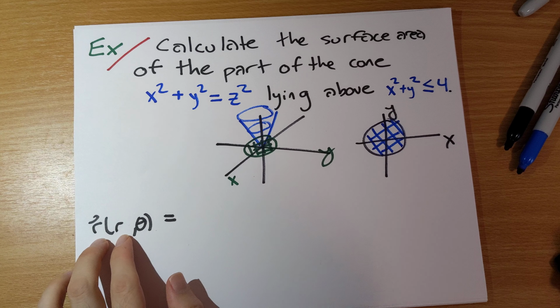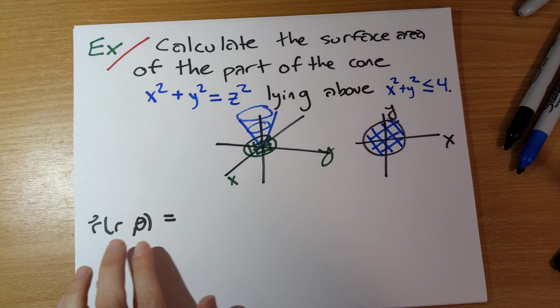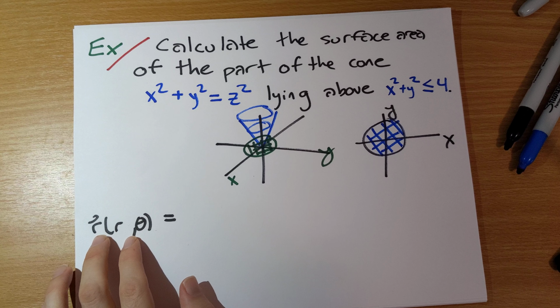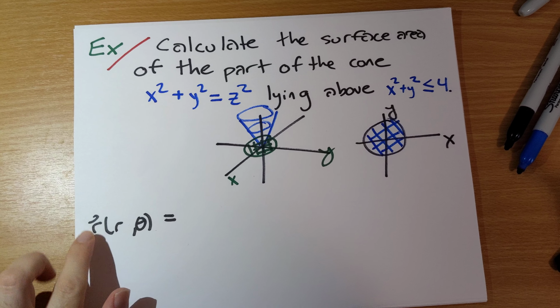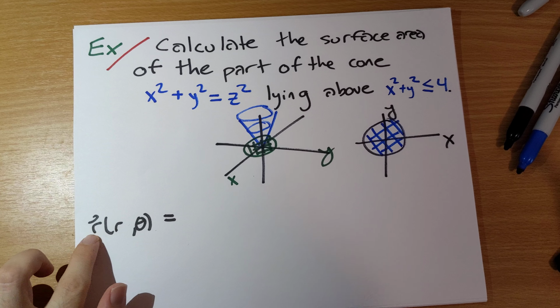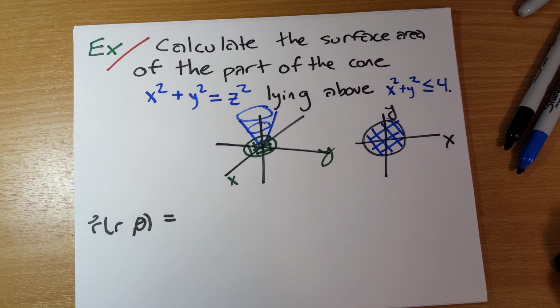By the way, let me point out here that before I do anything else, I'm using r in 2 different ways here. I don't want you to be confused. This r with a vector hat over it means the parameterization, it will be a vector. R without the vector hat over it will be a parameter. It will be the usual r from polar coordinates.